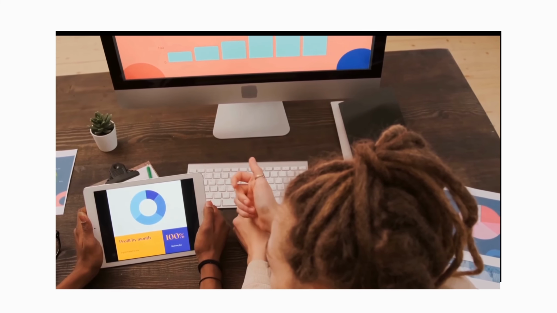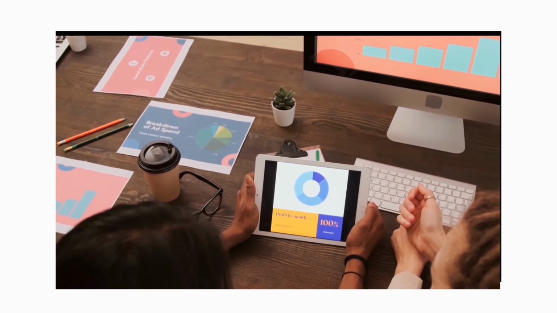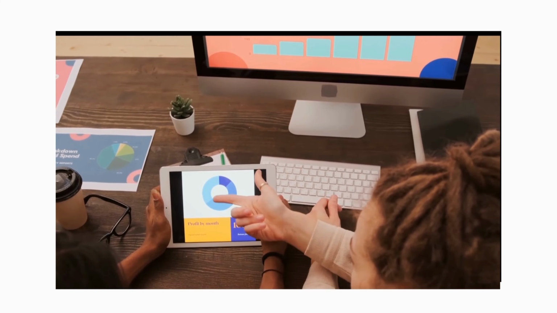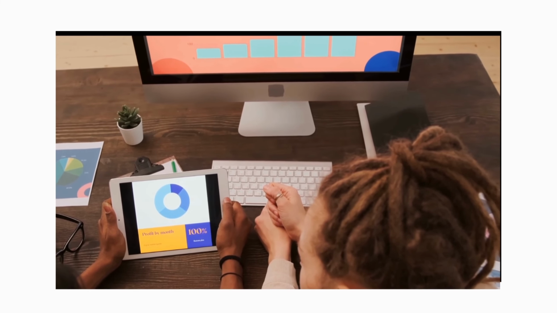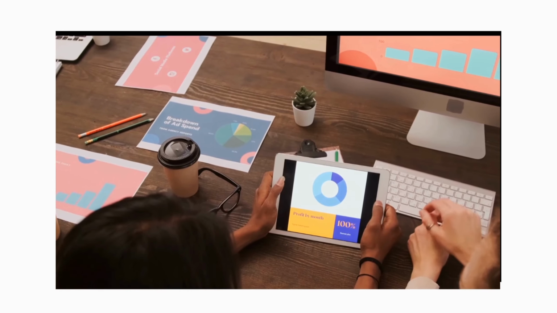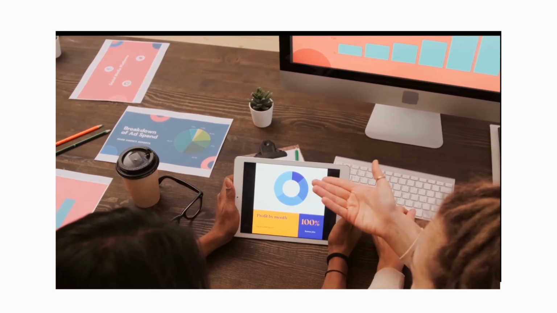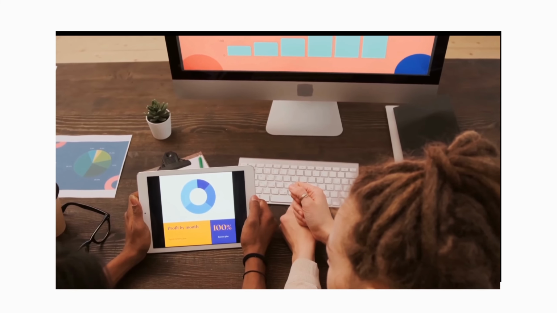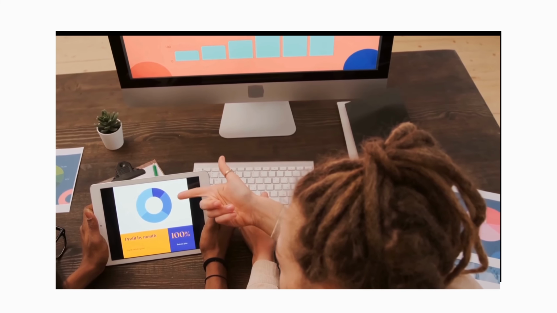Today we're diving into something fundamental to public health and medical research: how to design an epidemiology study. Whether you're a beginner or need a refresher, this step-by-step guide will walk you through the process. Let's get started. The first and most crucial step in designing any epidemiological study is defining your research question.